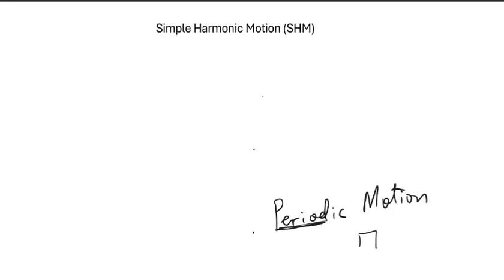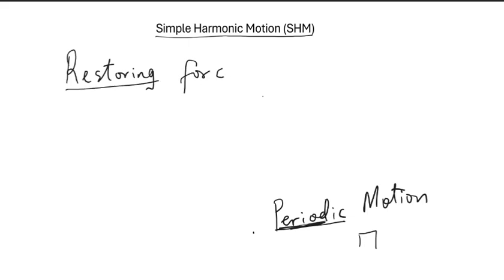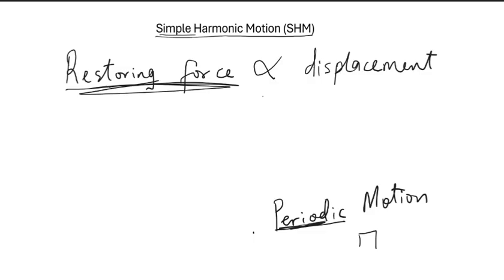Now, a type of periodic motion is simple harmonic motion. Simple harmonic motion is a type of periodic motion in which the restoring force, and you must note that it must have a restoring force, is directly proportional to the displacement from the mean position. For it to be simple harmonic motion, it must have a restoring force that is directly proportional to the displacement. That is what we mean by simple harmonic motion.